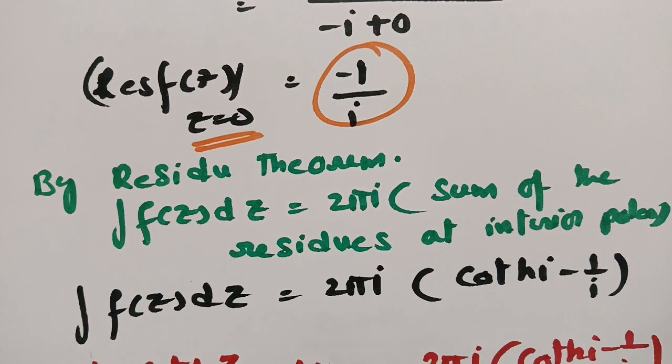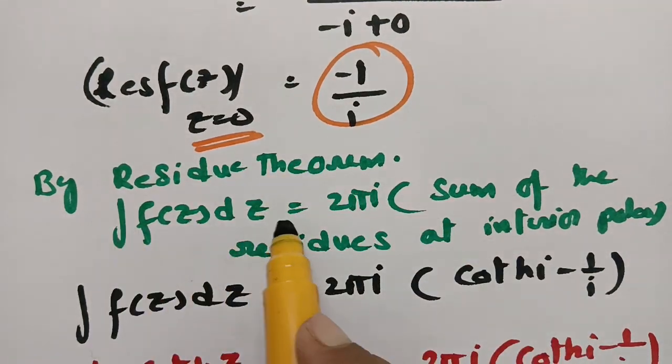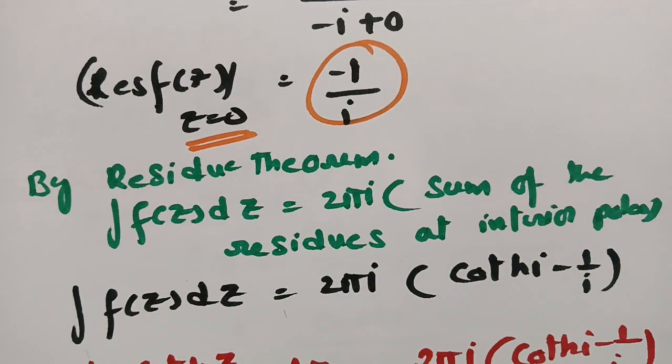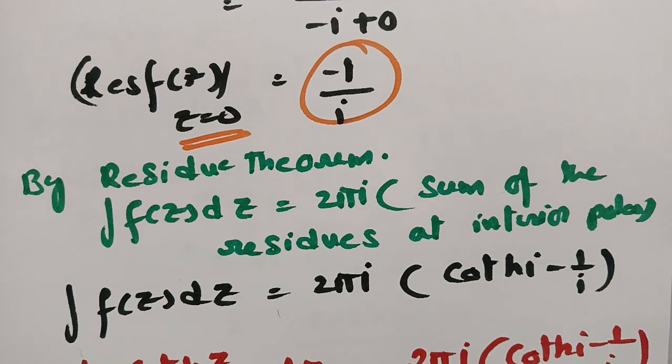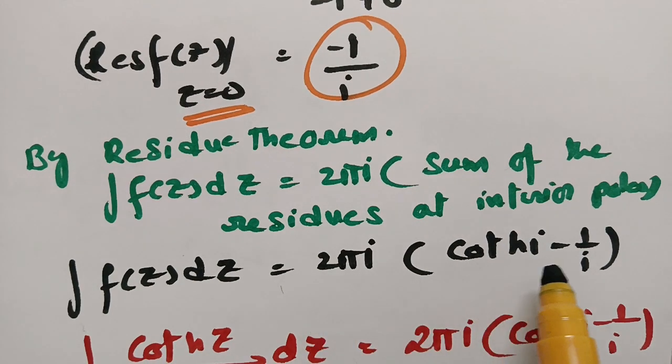And therefore according to our residue theorem, integral f of z dz is nothing but 2 pi i into the sum of the residues at the interior poles, and therefore 2 pi i into cot i minus 1 by i. So this is how we have to solve.